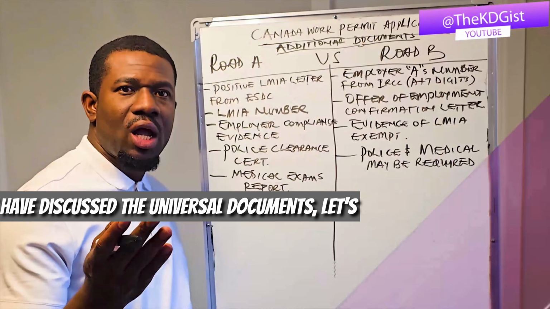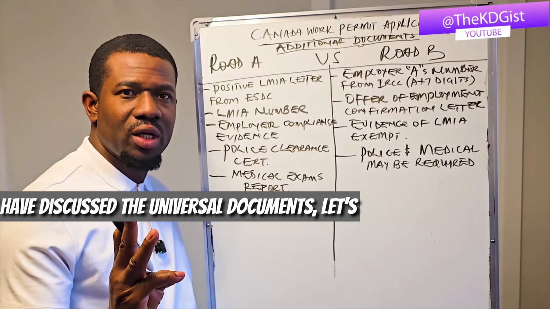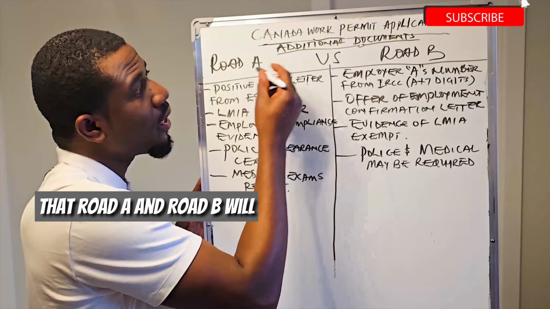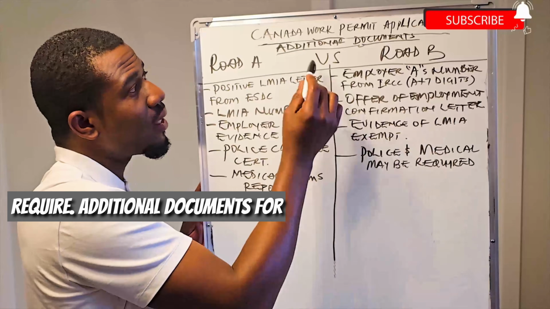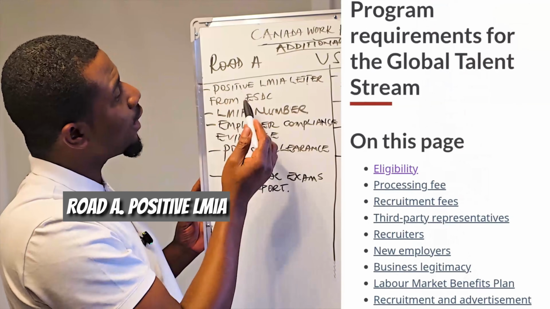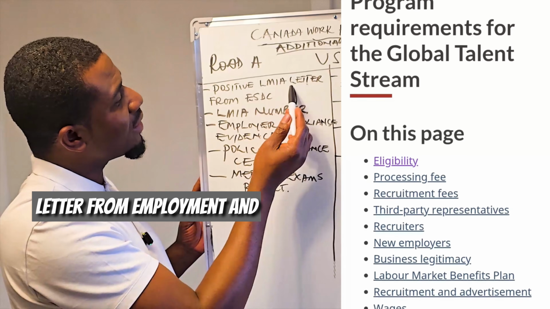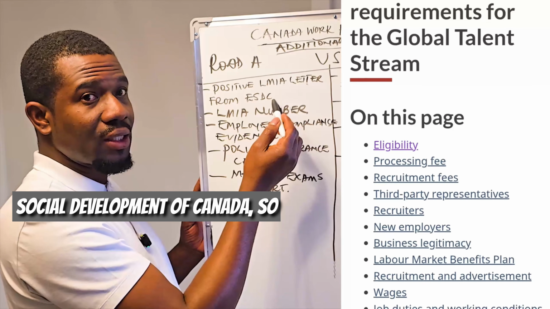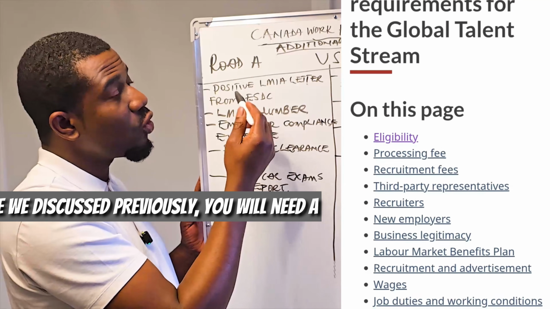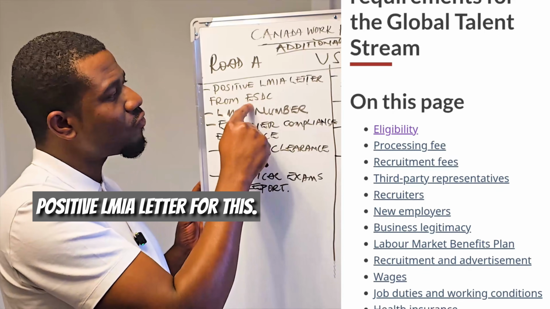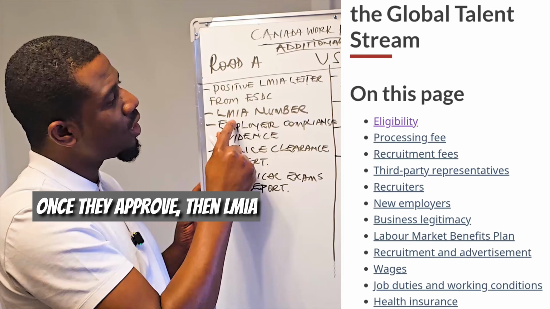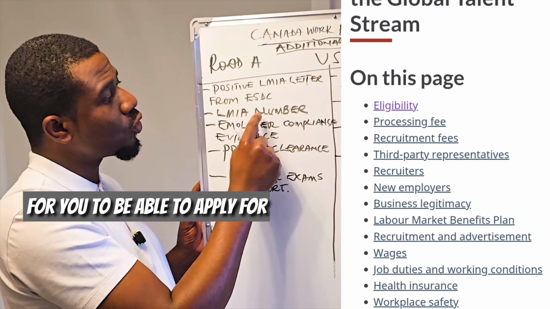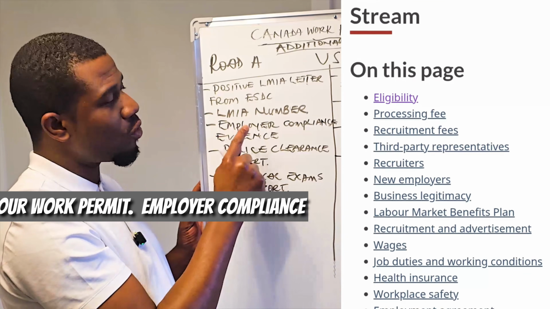Now that we have discussed the universal documents, let's look at the additional documents that Road A and Road B will require. For Road A, you need a positive LMIA letter from Employment and Social Development Canada. Like we discussed previously, you will need a positive LMIA letter once they approve. Then the LMIA number: they will issue an LMIA number for you to be able to apply for your work permit.